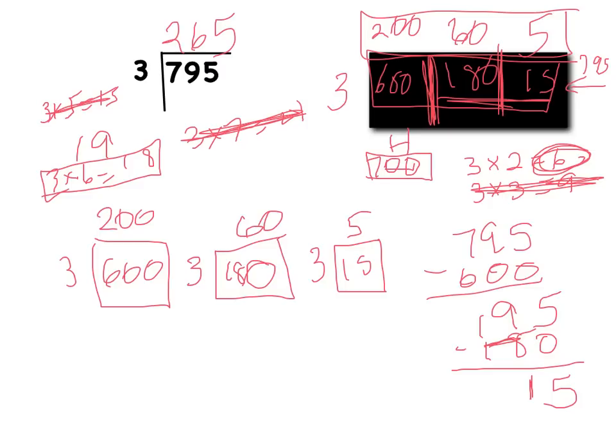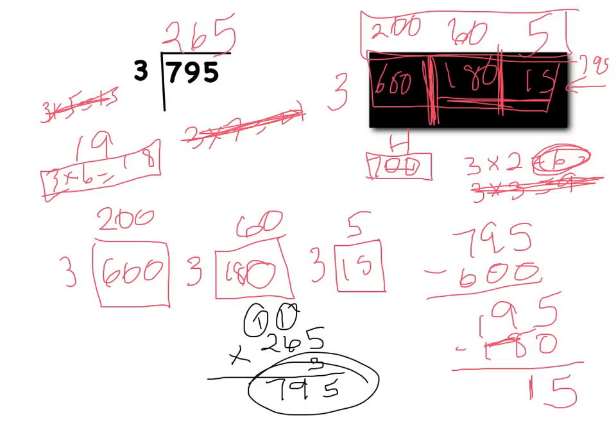Now, what's the best thing to do to see if you have a right answer? Multiply to check. So let's go ahead and do that. 265 times 3. I should get 795 as my answer. 3 times 5 is 15. Carry my 1. 3 times 6 is 18. Plus the 1 is 19. Sounds so familiar. And 2 times 3 is 6. Plus 1 is 7. So it's 795. We're going to solve this problem one more time in a different way. Let's do that next.